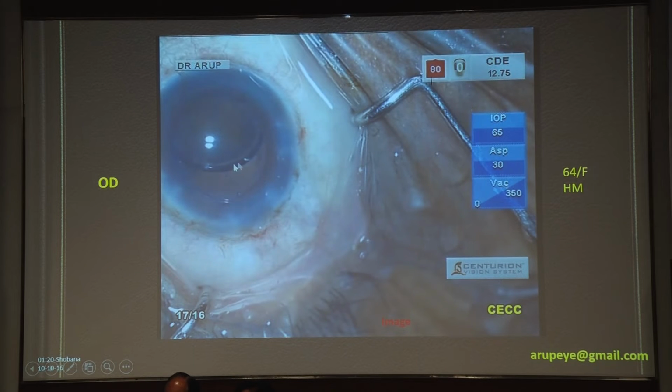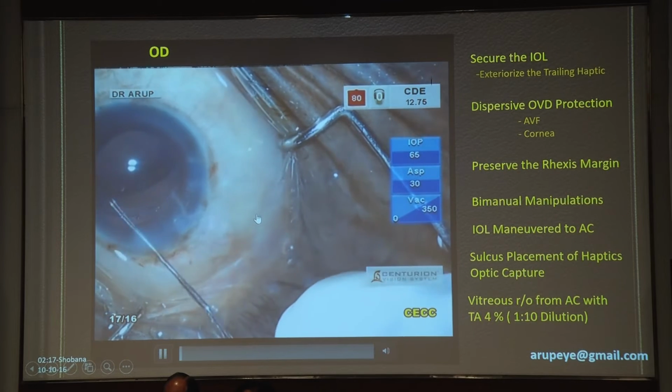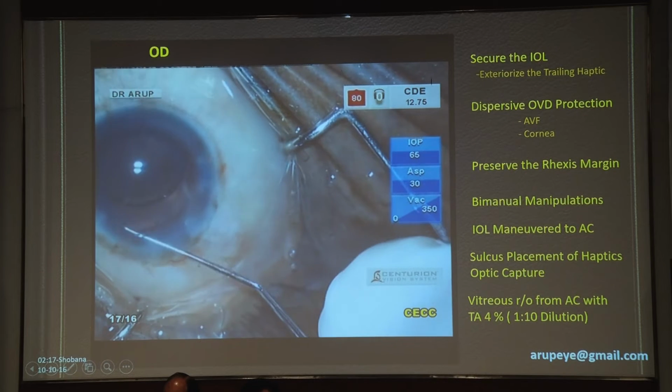So first things first, I still have a good anterior capsular axis. So I decided that I will ensure that the lens doesn't go down by externalizing the trailing haptic, and then keep the lens in the ciliary sulcus with a buttonholing of the optic. So manipulations have to be very, very gently done.